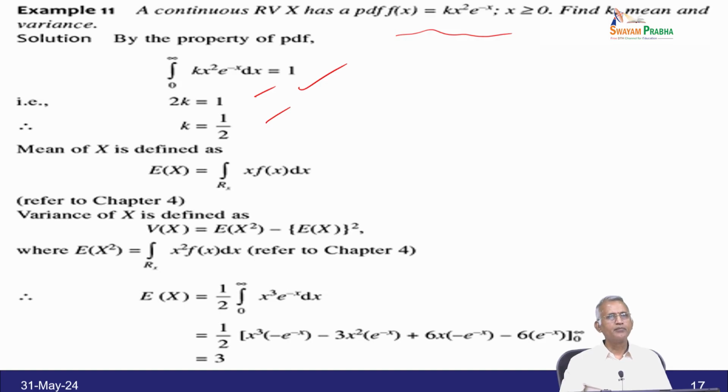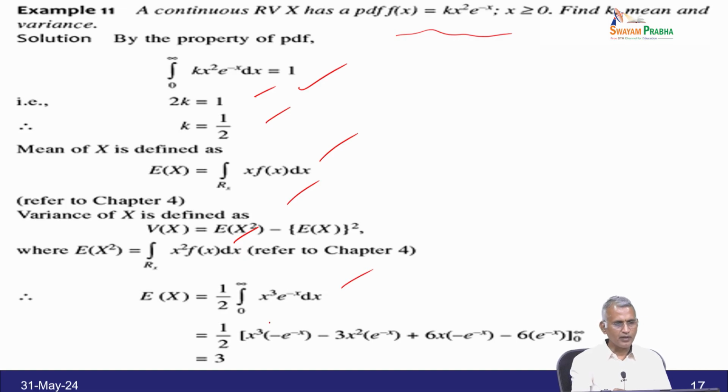According to the definition of the mean, e of x equal to the integral of x into f of x, and variance of x is defined by e of x square minus e of x the whole square. So e of x square equal to the integral of x square into f of x dx. So e of x equal to half, since k is half, into the integral from 0 to infinity of x cube into e power minus x dx.